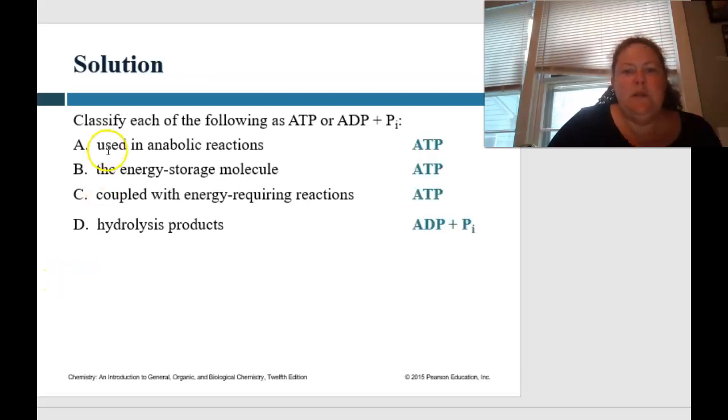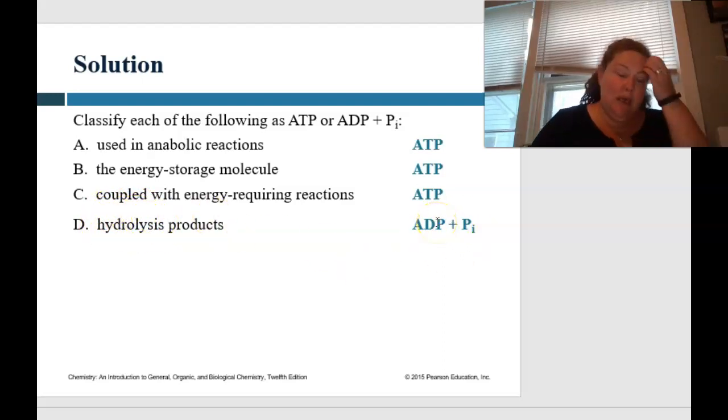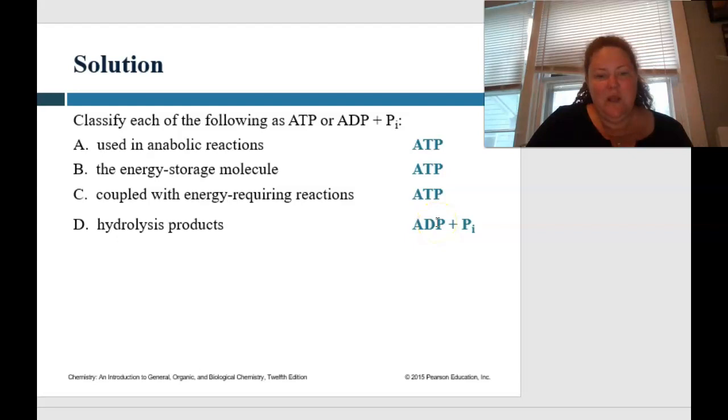Okay, so what is the energy that's used in those anabolic or building reactions? That's ATP. What is the energy storage molecule? ATP. What is coupled with energy requiring reactants? That would also be ATP. But when we're using hydrolysis to break apart, that would be giving us the ADP and the inorganic phosphate. All right, great job.